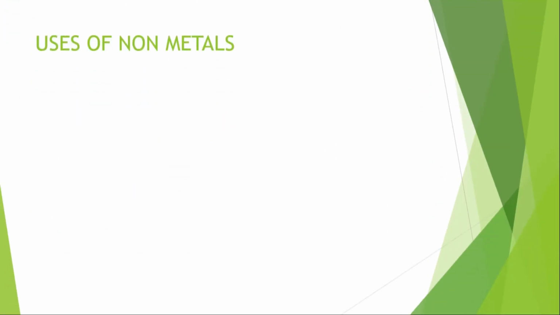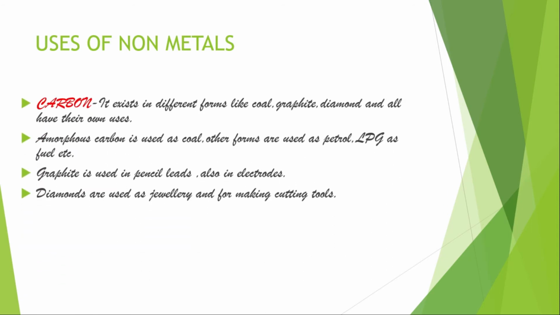Now let us look into the uses of non-metals. Non-metals have various uses. They are used in industry, in the preparation of soap, fertilizers, acids, medicines, and many things that you look around. So let us start with one of the important ones, that is carbon. Carbon is found in different forms like coal, graphite, diamond, and they all have their own significant uses. If we talk about amorphous carbon, that is a powdery form of carbon.